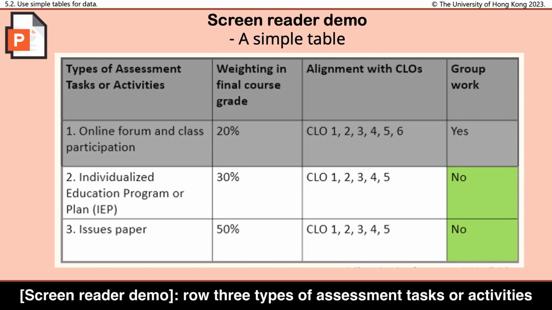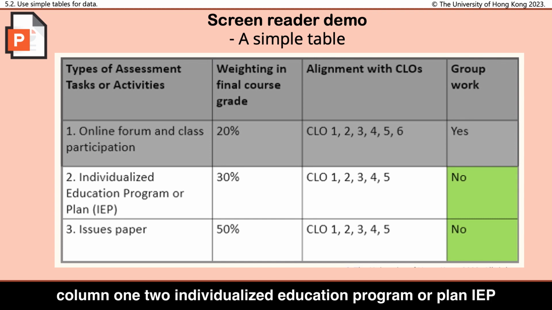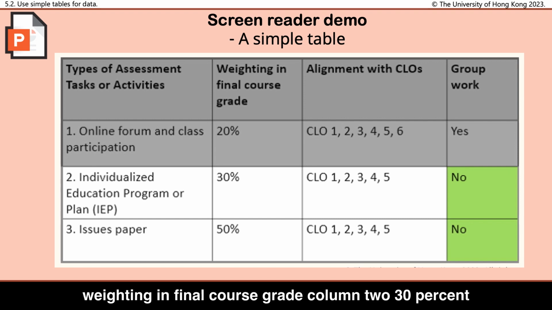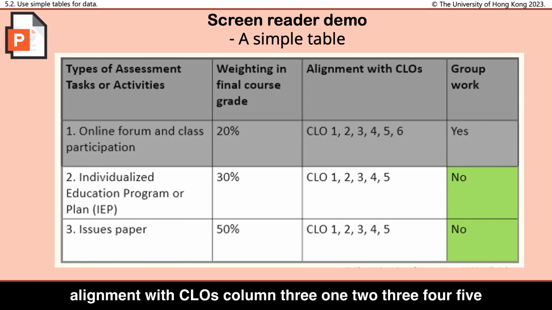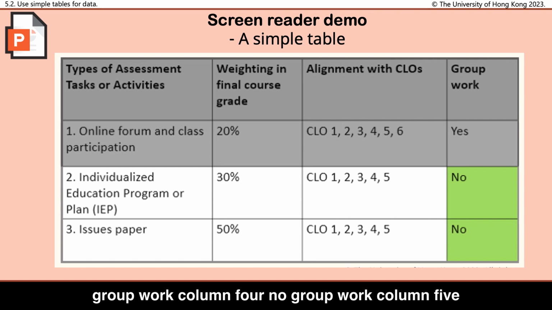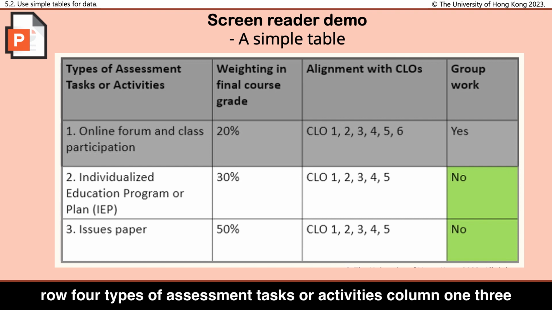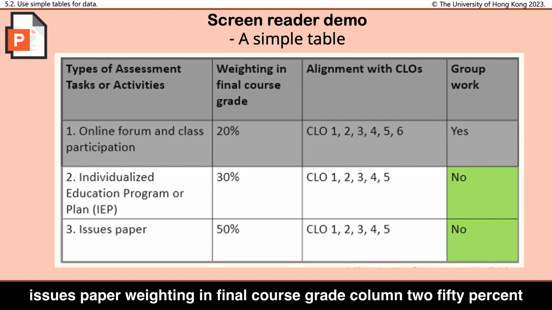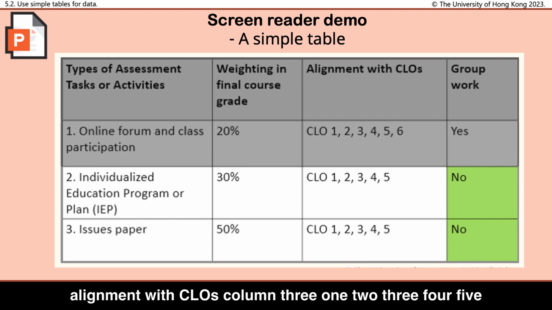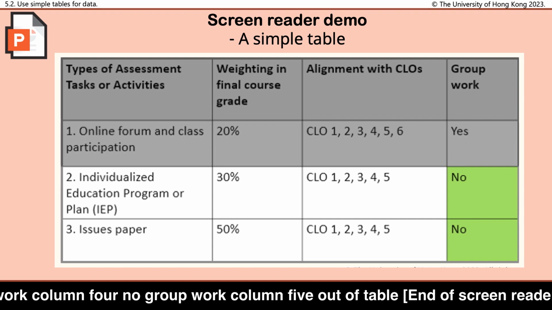Row 3 types of assessment tasks or activities column 1 2. Individualized Education Program or Plan, IEP, weighting in final course grade column 2 30% alignment with CLOS column 3 CLO 1, 2, 3, 4, 5 group work column 4 no group work column 5 row 4 types of assessment tasks or activities column 1 3. Issues paper weighting in final course grade column 2 50% alignment with CLOS column 3 CLO 1, 2, 3, 4, 5 group work column 4 no group work column 5 out of table.